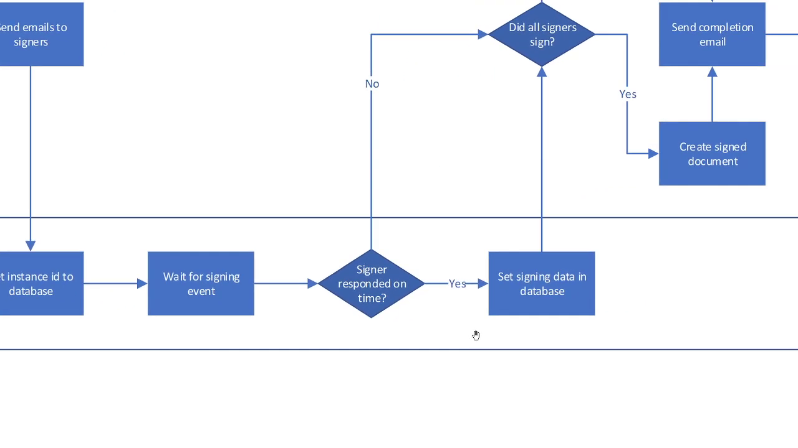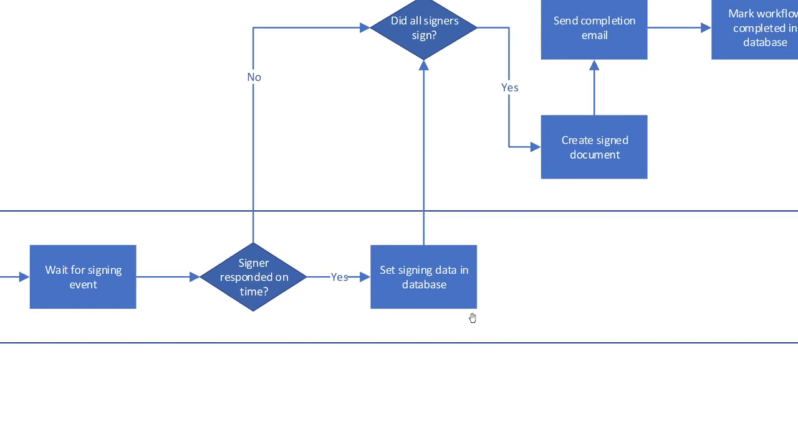And we're also going to have a timeout. So if the signer doesn't respond within 5 days, we'll just return a result that says that the signing expired for this signer. But if they do respond, we'll set that data to the database. For example, when they made this decision and if they chose to sign it or not.